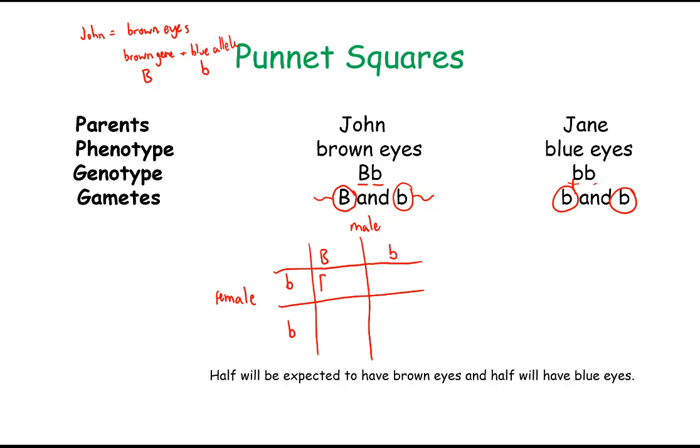So this one would be big B, little b, and try and put the dominant first. This one is going to be big B, little b. This one's going to be little b, little b, and little b, little b. So in this cross, half of the children will be expected to have brown eyes, which are these 2, and half will be expected to have blue eyes, which are these 2.